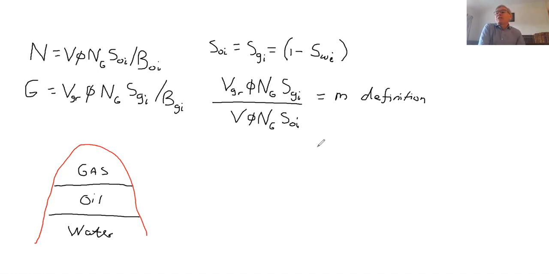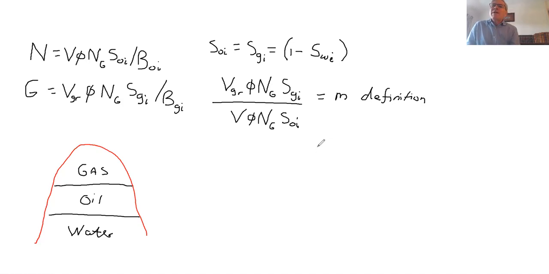The reason G can be slightly misleading is that G is the amount of gas in the gas cap, but when I bring all the gas and oil to the surface, there's gas that was in the gas cap, but I also produce solution gas. So this definition of G is actually not the gas in place, it's just the gas in the gas cap. So there is that little subtlety, and it's much better to think about things in terms of M.